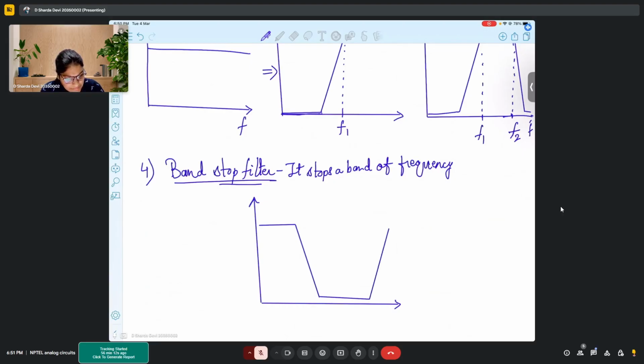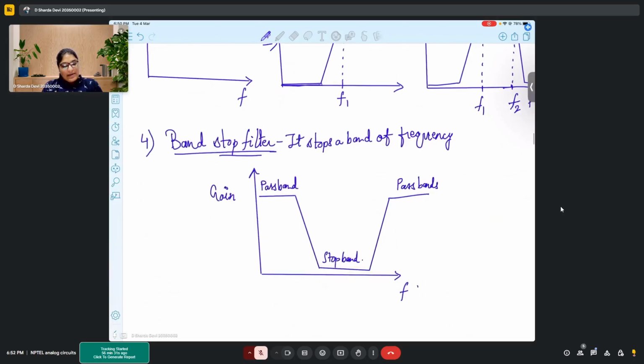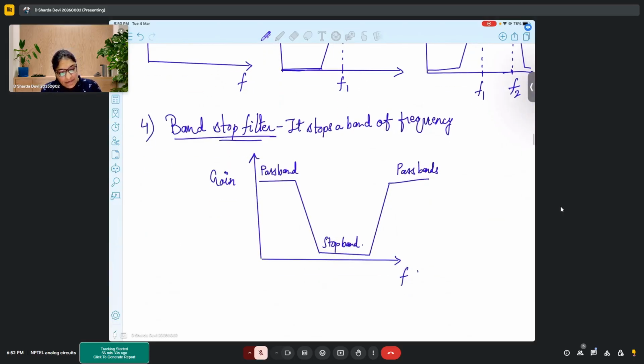The band stop filter profile looks like this. Here these are pass bands, and this is the stop band. Now again, if I ask you how many poles and zeros are here, two poles, two zeros, madam. Here again 2 poles, 2 zeros. So we had one pole here, a zero, and a pole.